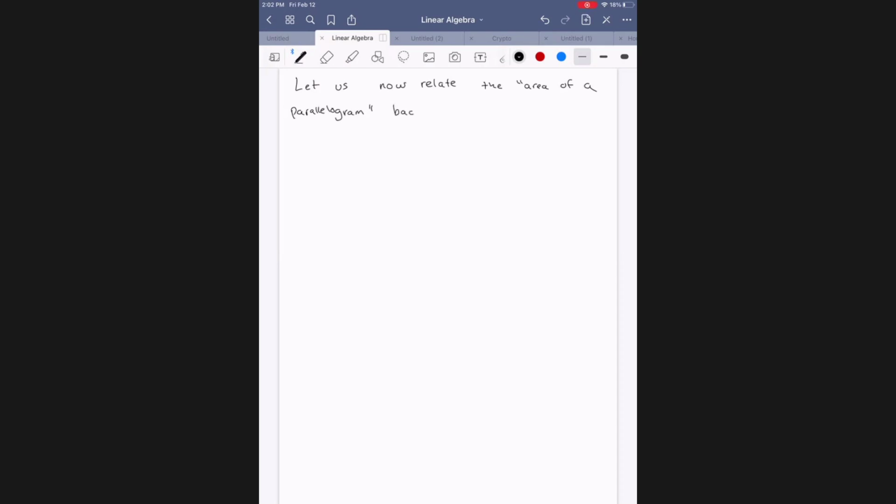Back to our matrices. Remember how if you get two vectors, the determinant of the vectors is the area of the parallelogram spanned by those vectors. Obviously an n by one matrix is a vector, but what about if it's n by n? What does this mean? Well, this is what it means.